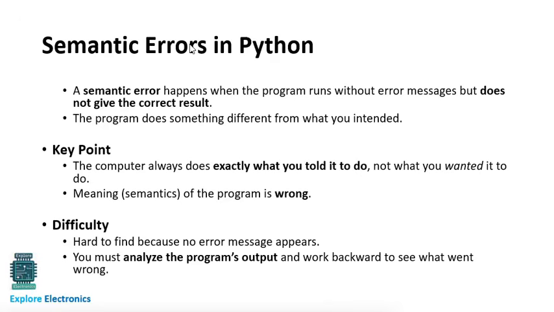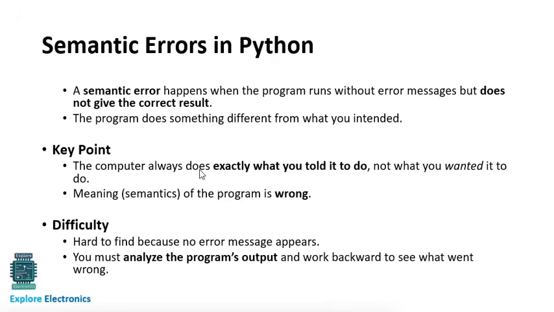And the third one is semantic errors. A semantic error happens when the program runs without an error message but doesn't give the correct result. Means you can't get any message like you got this error, but it will give improper results. Then you can easily understand this is a semantic error. The program does something different from what you intended. Means it will give something which you don't need.